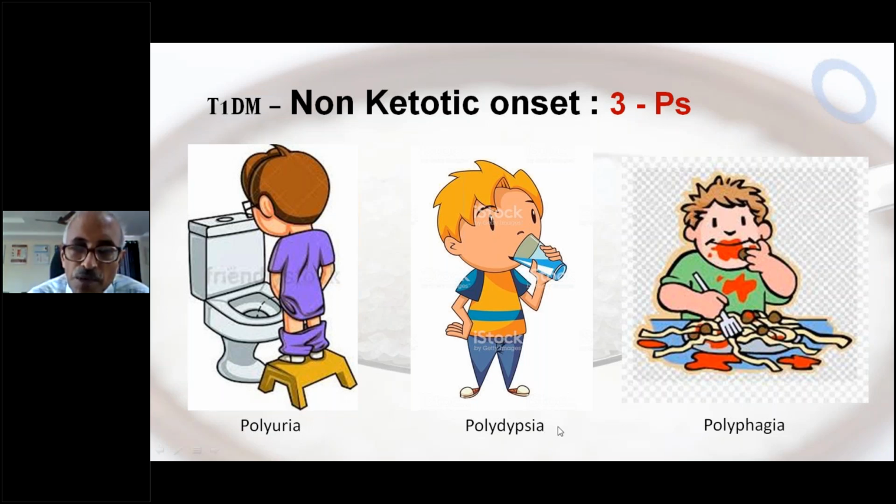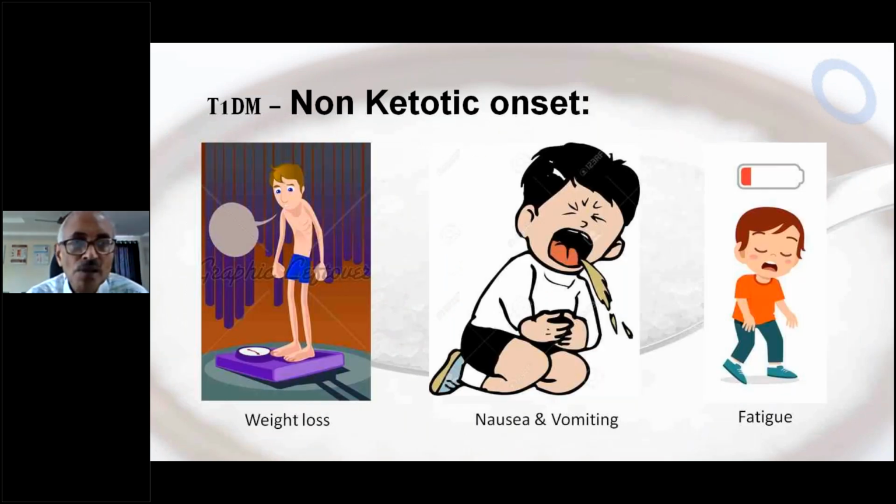So these are the polyuria, polydipsia, polyphagia, the typical features of the non-ketotic onset. In addition to that, there are other manifestations also, like weight loss, because all the protein is being lost. Protein is being broken down. So wasting and nausea and vomiting. High glucose levels produce nausea. Not only do you have polyuria, dehydration develops because of the persistent vomiting also.